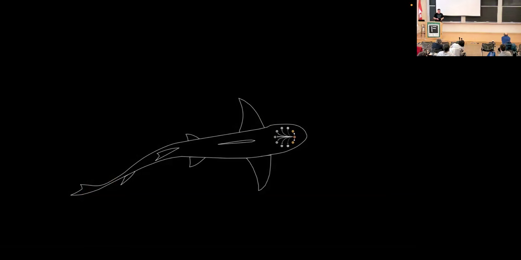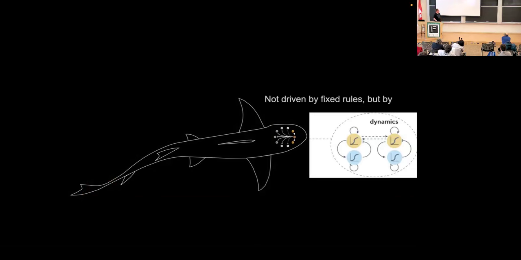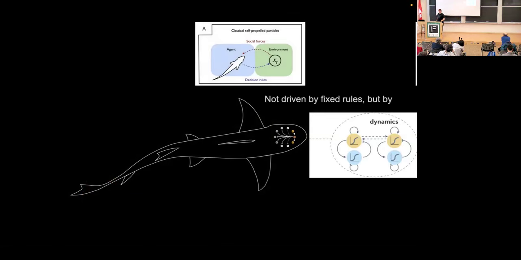And so what I want to argue is that we need to move away from this perspective that animals are following fixed rules. They're not driven by fixed rules, they're driven by dynamics within the brain. That's going to sound so obvious to you, but really there's almost no publications on this. Still, people are using these very simple zonal-based models.